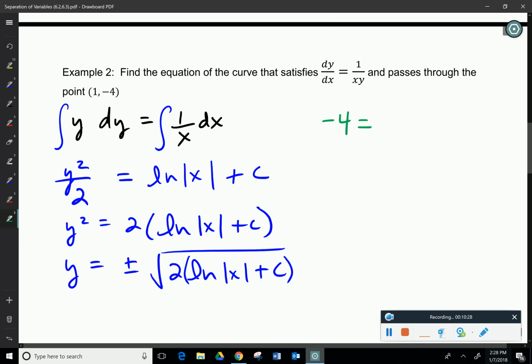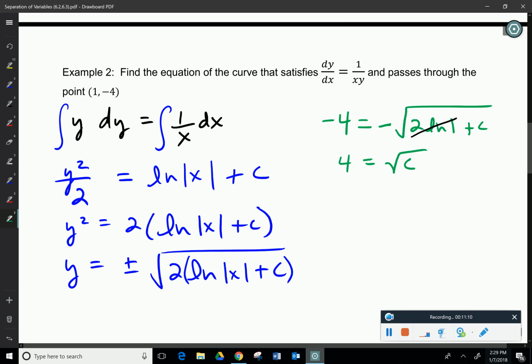Now, in this case, the whole plus or minus business, the fact that the y was negative, that must mean that they were using the negative in front of the square root. So I'm going to put a negative in front of the square root. So it's going to be square root of 2, and then I'll have natural log of 1, and then plus c. So if I simplify, natural log of 1 is 0. So essentially this is gone. And so what I have is that 4 equals the square root of c.